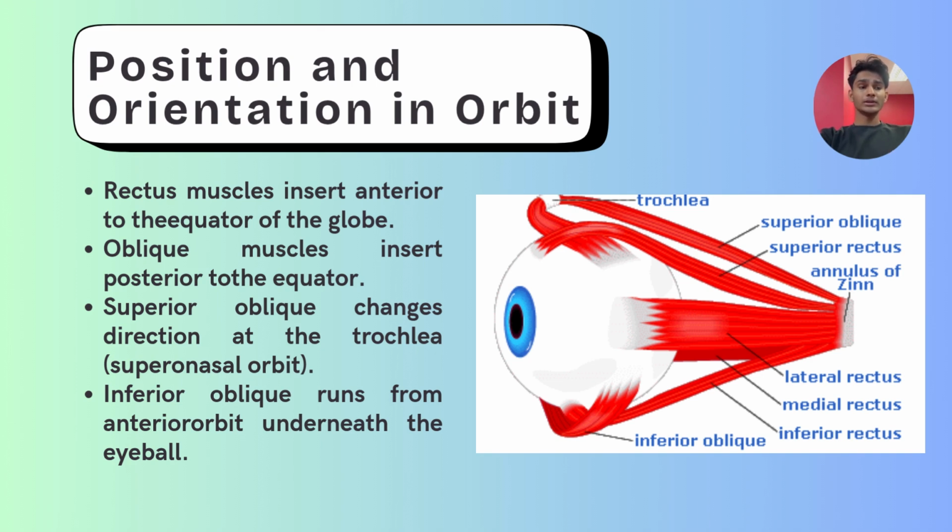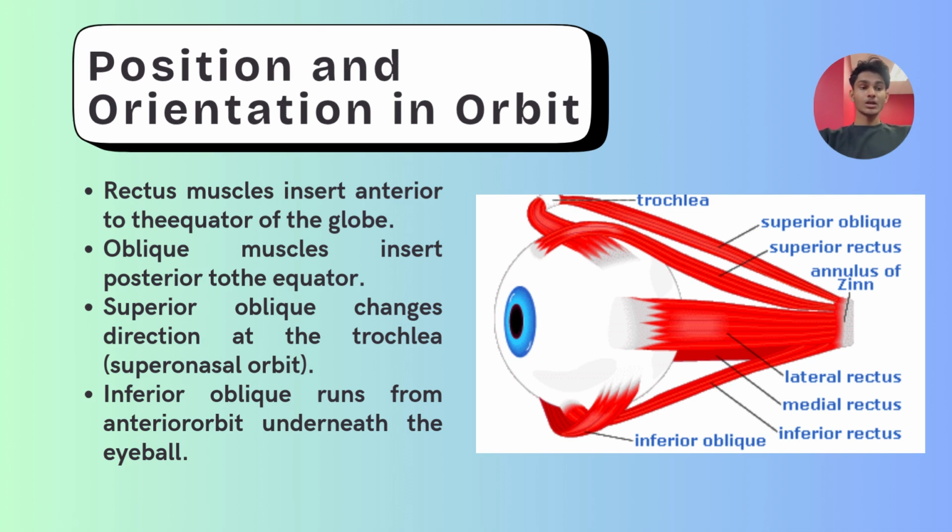Inferior oblique. The inferior oblique is special because it's the only muscle that starts at the front of the orbit, near the tear duct area. It runs underneath the eyeball and attaches to the lower outer side. It helps to turn the eye outward and up, especially when the eye is turned inward.